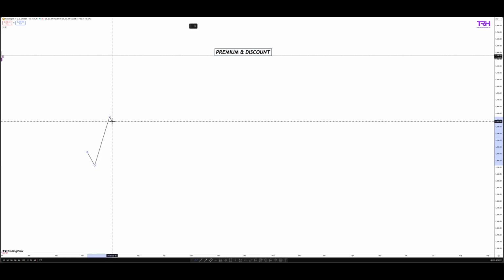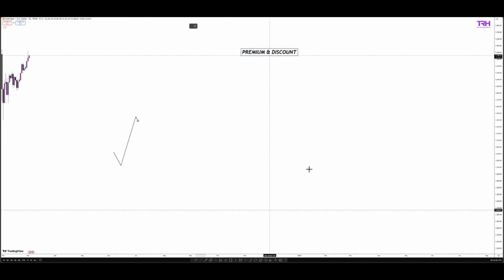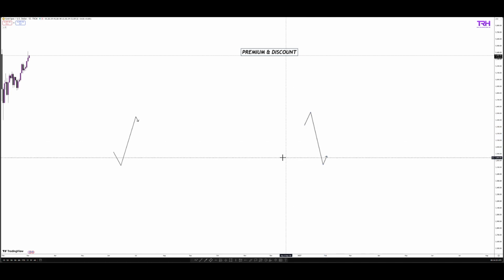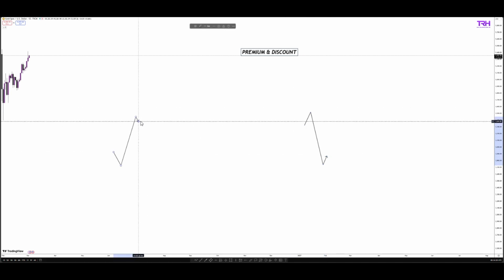If it's a bearish one, you are going to be needing a clear swing high and a swing low, right? So we are working within this range, because without this range, this concept is entirely useless.